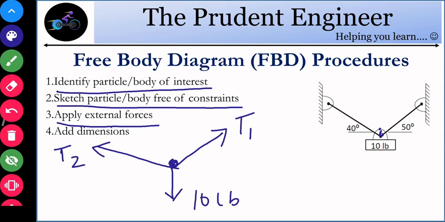Now the last step is to add the dimensions. The dimensions we have are the angles: towards the right is 50 degrees and towards the left is 40 degrees. So this is the basic procedure to draw the free body diagram of a particular system. Now this free body diagram can be very useful to find the equations of static equilibrium for any real world problem, and that will be very helpful to you all.